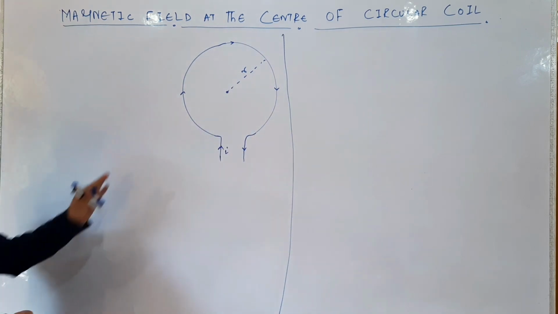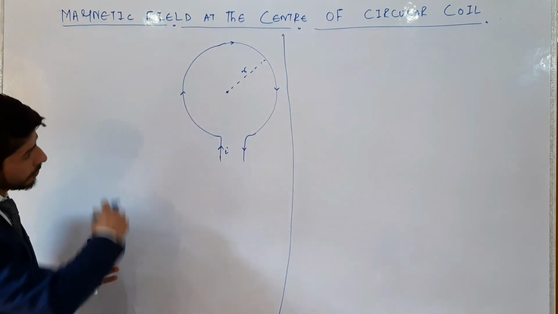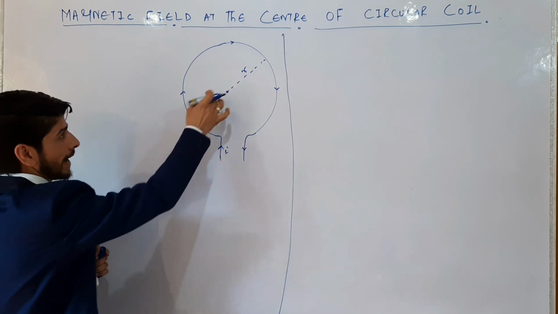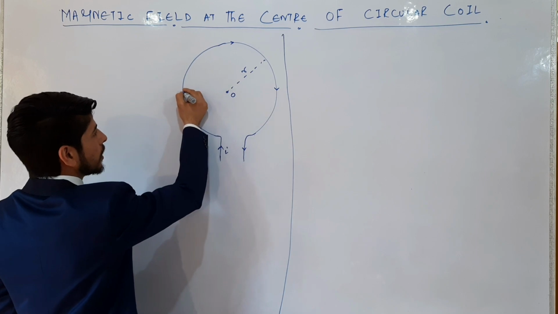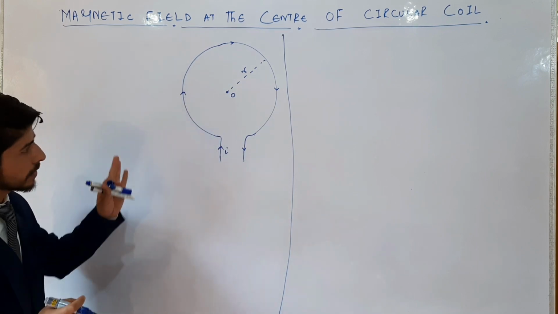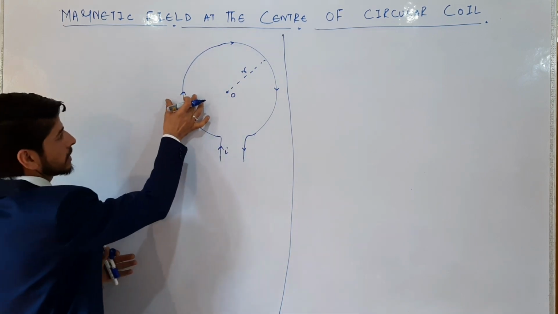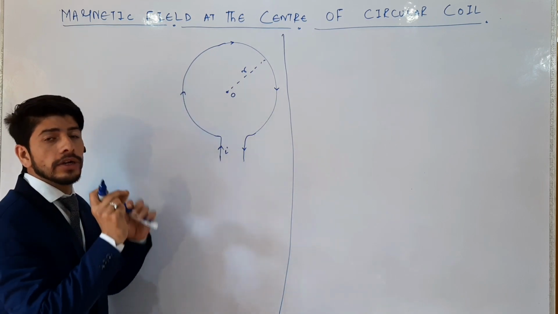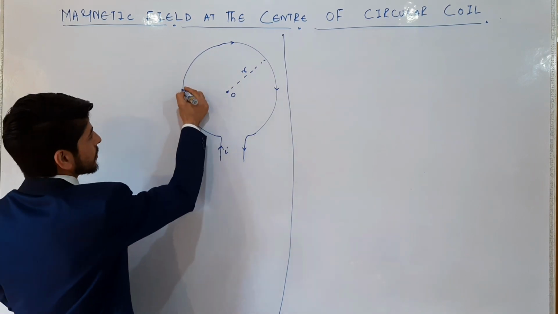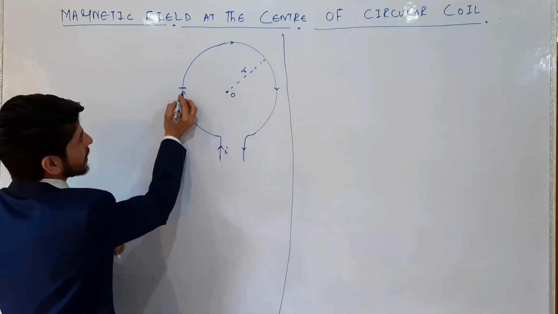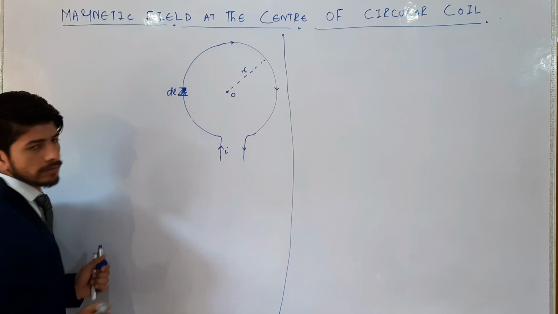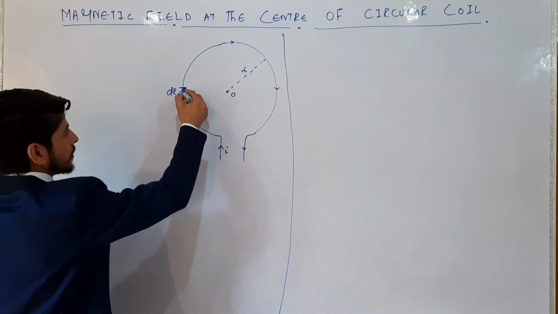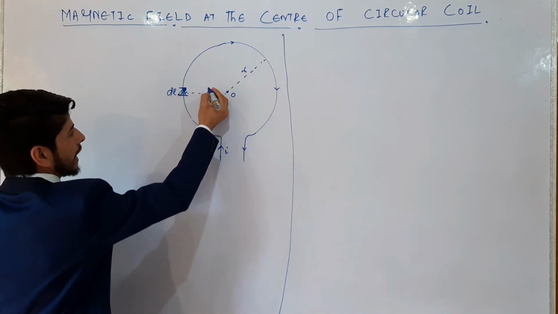Now we have to calculate the magnetic field due to this whole circular coil at the center of this circular coil. Let's suppose the center is O. We'll first use the Biot-Savart law to calculate the magnetic field due to a small current element. Suppose that small current element is dl. We will find the magnetic field at the center.